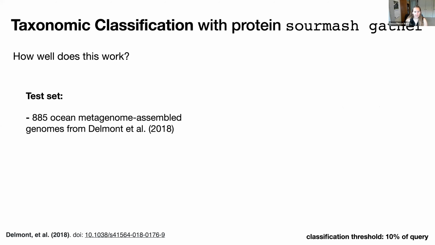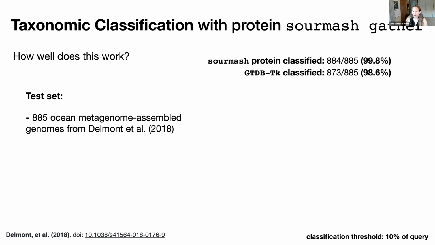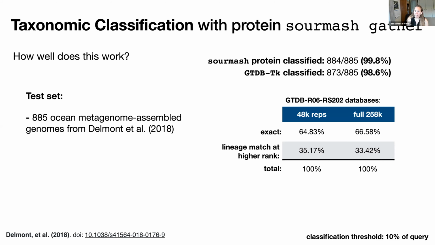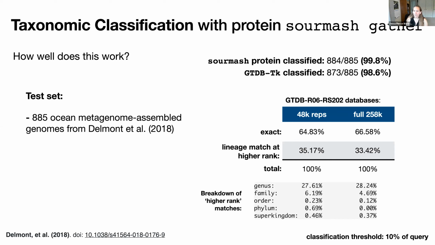Extending this to an environmental set of samples, we took 885 genomes from the Tara Oceans, from the Delmont paper. I think neither of them really classified all of them, but they got pretty close. And here we had exact matches at about 66%, and some match at a higher lineage rank at 33%. And if we break those down, most of those lineage matches happen at the genus level.